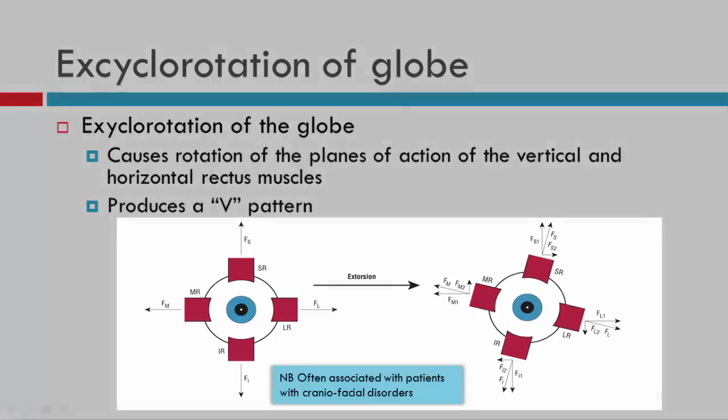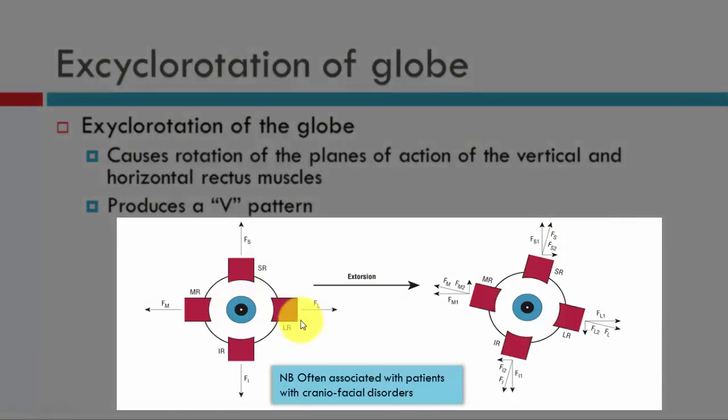So if we take a look here, this is the superior rectus, medial, lateral and inferior rectus, and the action of the superior rectus is elevation and inferior rectus depression, medial rectus adduction and lateral rectus abduction. So where we have an excyclorotated globe, as we have here to the right, what you now see is that the actions of the vertical and the horizontal rectus muscles will now change because of the excyclorotation of the globe.